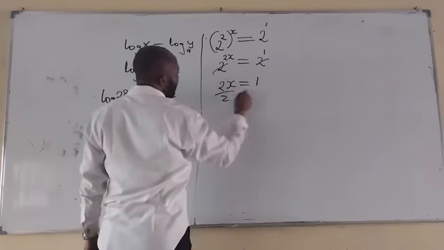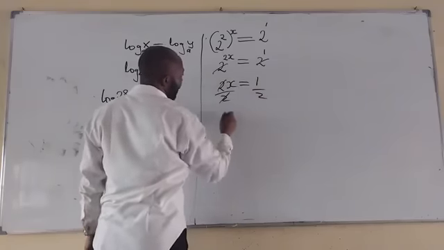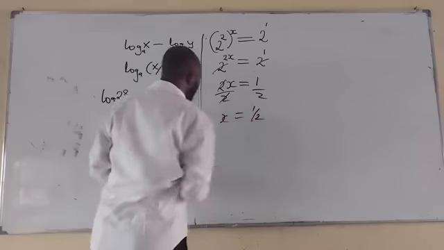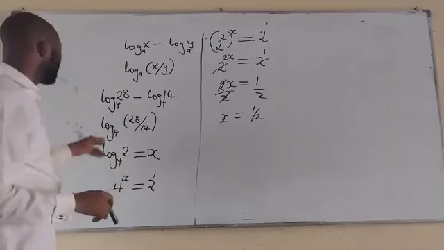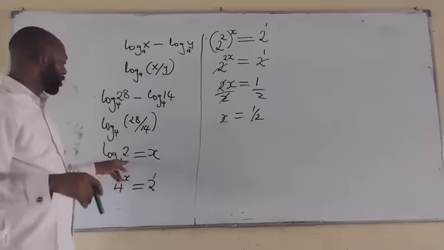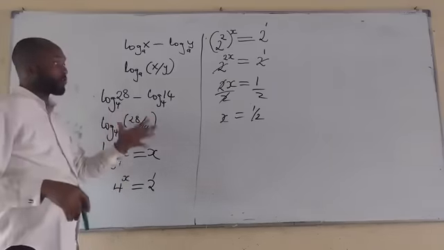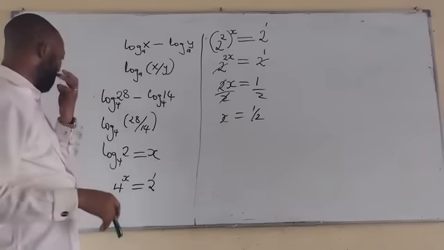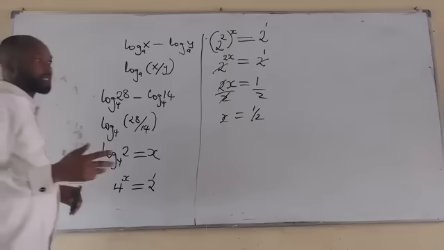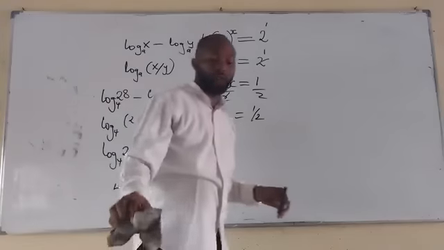I divide both sides by 2. Cancel this. My x is equal to 1 over 2. So the number of times at which 4 can be raised to give us 2 is by half. If we raise 4 by half, we're going to get 2. So that's the subtraction law.